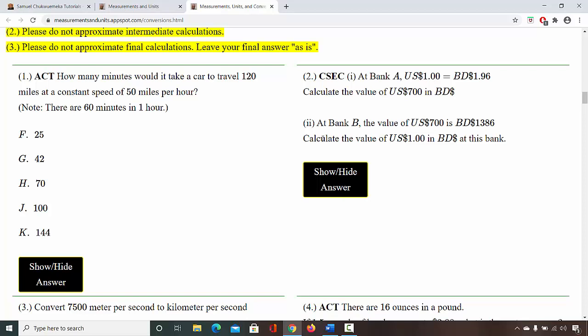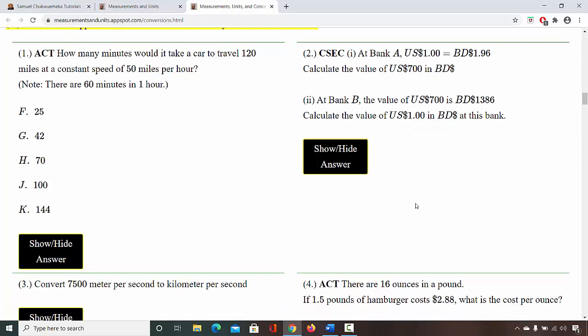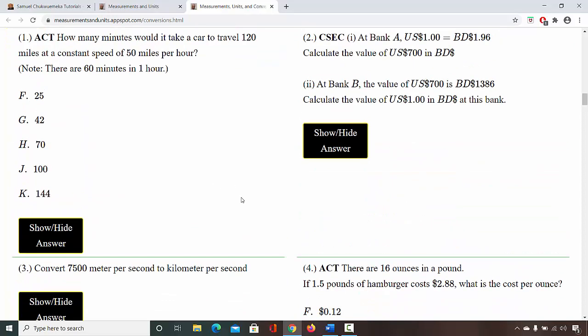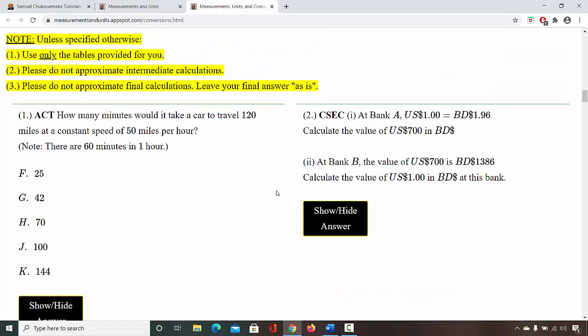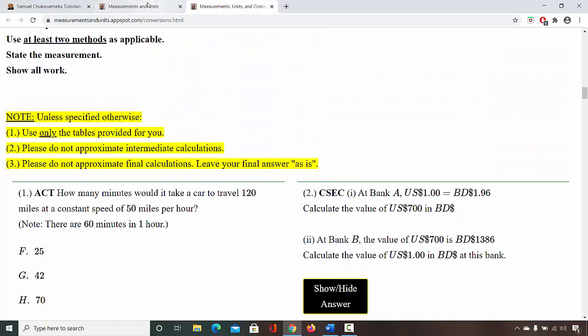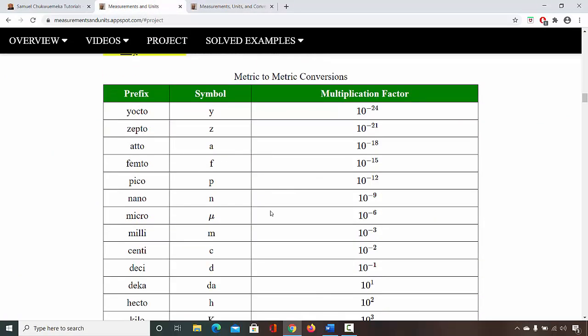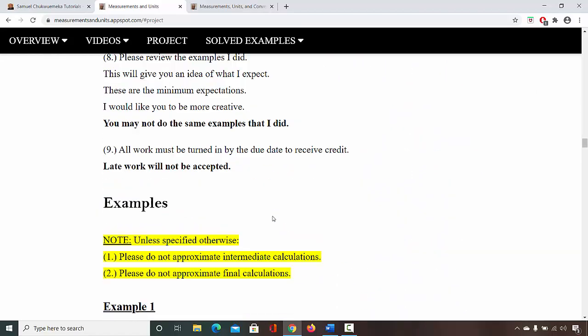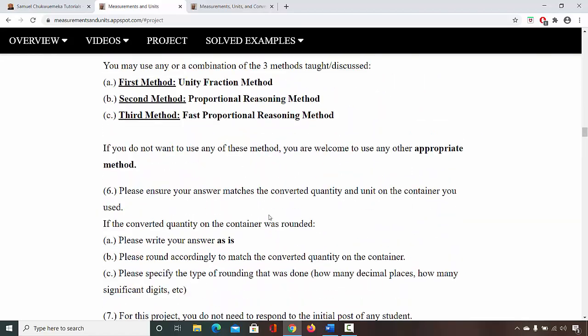It must not be only conversion of units between systems. It could be conversion of currency, as you can see here. Okay, conversion of currency. Anything that deals with conversion, this topic helps a lot for them. All right, so let's look at some examples here, and you can go over this.